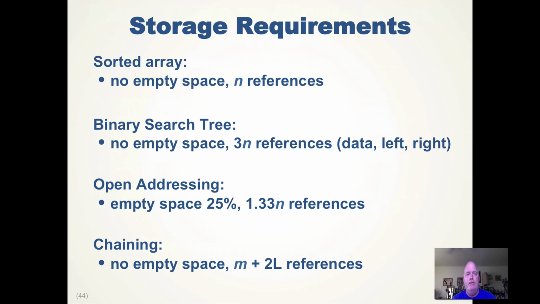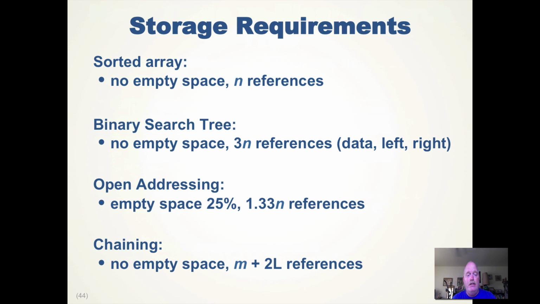So let's talk about storage requirements. Sorted array, you have n references, one per thing in the list. So it's efficient in storing the data. It's expensive to add things because you've got to resort. It's expensive to get things because you have to search, but it is efficient in storage requirements. Binary search tree, same thing. There's no empty spaces, but you need 3 references per item in the tree: a reference to the data, the left pointer and the right pointer. So that's 3n references. So that's expensive.